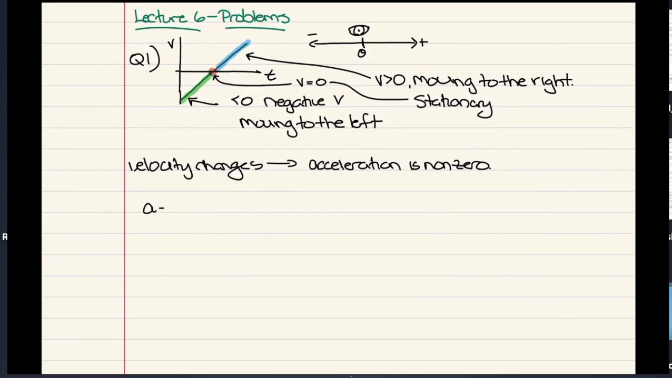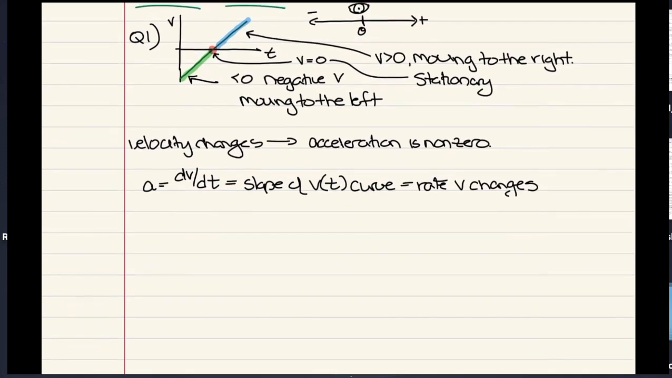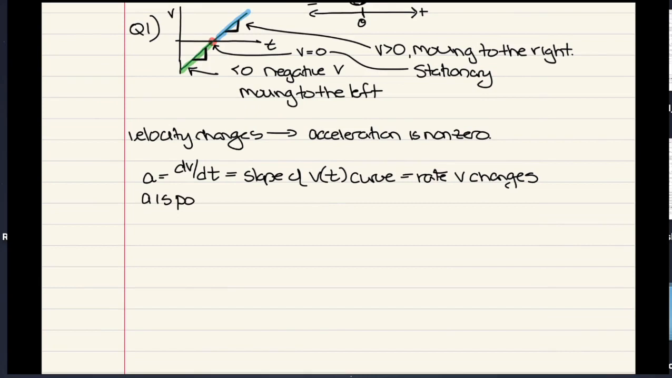I can even write that down. Acceleration, remember, is the derivative of velocity with respect to time, which just means the slope of the v as a function of time curve, which is saying the rate v changes. In this case, the slope appears to be positive and constant. I could pick 2 points and find a rise over run. Since this appears to be a straight line, we know straight lines are defined by having a constant slope. So I would say a is positive and constant.